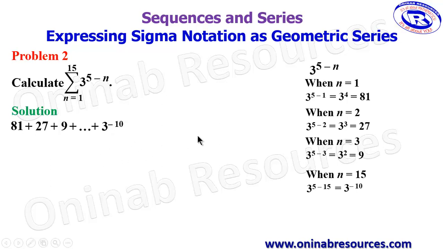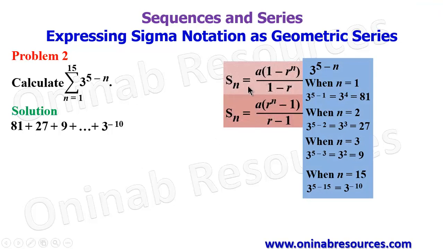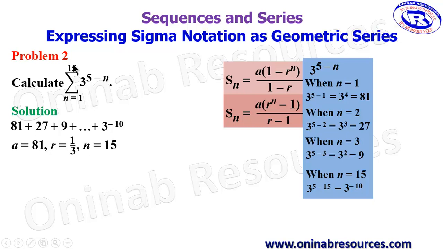So we then consider our formulae again. Before then, we get our first term to be 81. Our common ratio is 27 divided by 81, which is 1 over 3. And our n is 15, since it is from 1 to 15. And here our r is less than 1, so we're going to make use of the first formula.